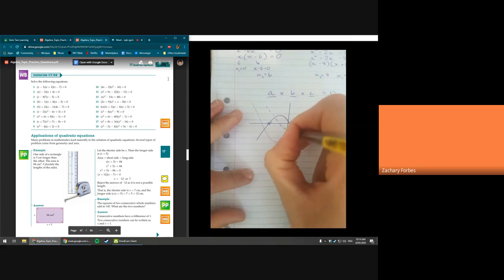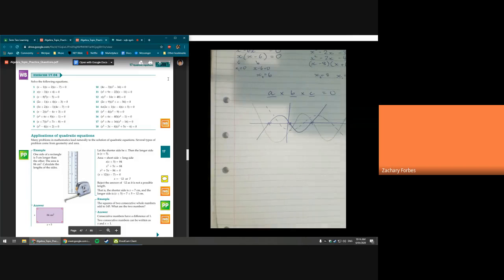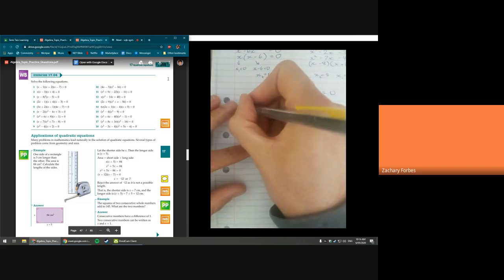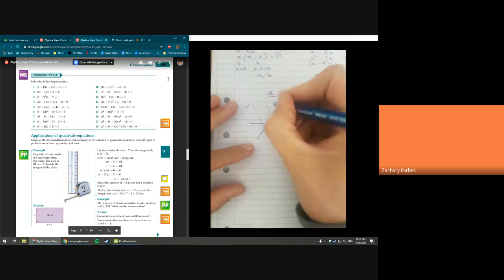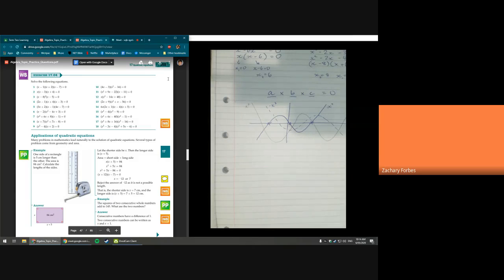Wait, am I doing one more? Yeah, I'm doing one more. So sometimes there's going to be 4 solutions, and that's called a quartic. So that's when you've got x to the power 4. This one's an example of negative x cubed, and this one's an example of x cubed. All right, so that just means we've got more solutions. Anyway, you might be getting a bit bored.